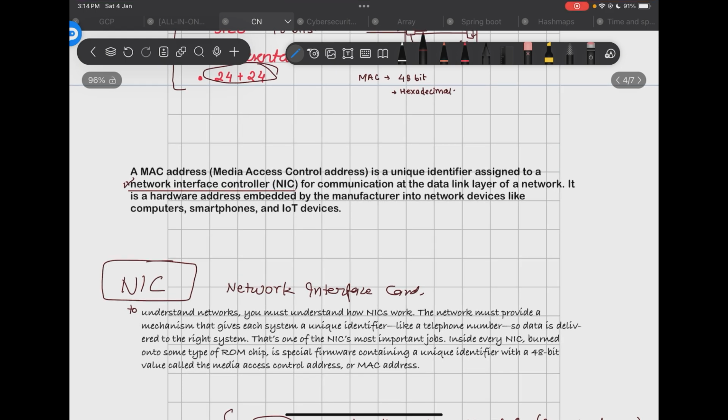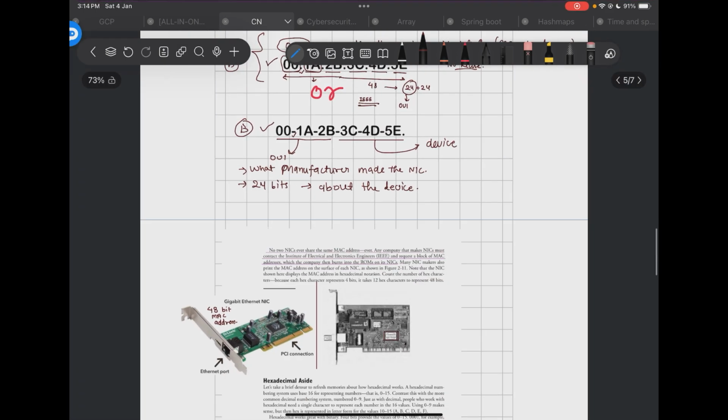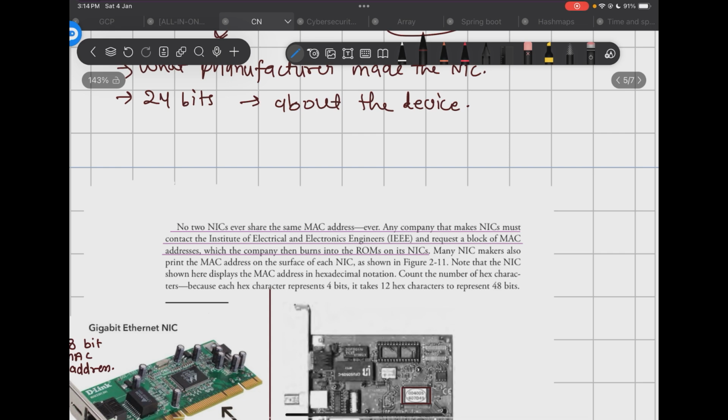Well, this is the definition of the MAC address. You can copy this from here: no two NICs ever share the same MAC address. Any company that makes NICs must contact the Institute of Electrical and Electronics Engineers, what I was just telling you, IEEE, and request a block of MAC addresses, which the company then burns into the ROM on its NICs.